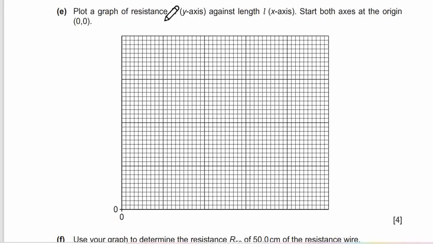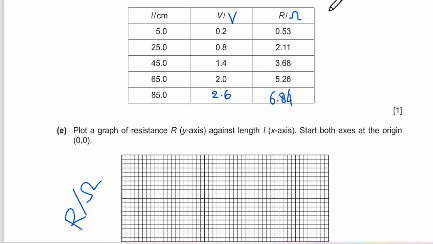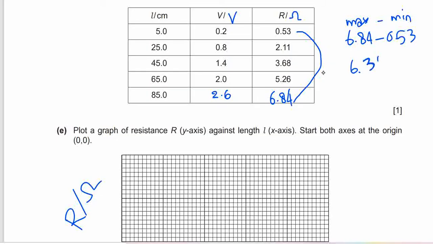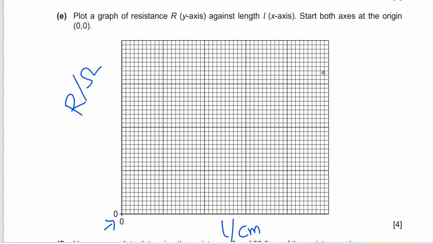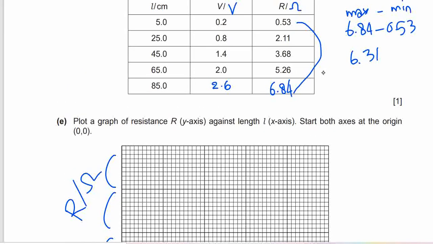Next question. Plot a graph of resistance on the y-axis and length L on the x-axis. Don't forget to write the units and start both axes at the origin, 0, 0. So we plot the graph. How to make a good graph? We see the range of our data: R is from 0.53 to a maximum of 6.84. So we want to count the range of our data: 6.84 minus 0.53, the maximum minus the minimum data. If we count with a calculator, we get 6.31, that is our range. So 6.31, and we are given the intervals 1, 2, 3, 4. So we just divide 6.31 by 4.